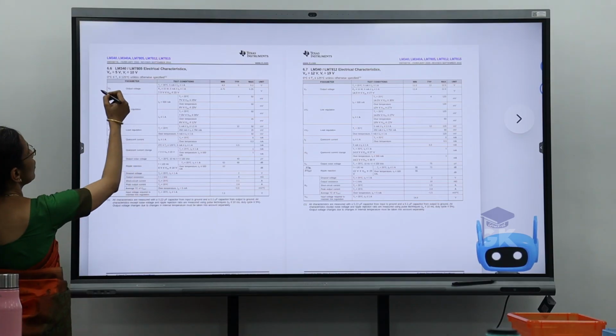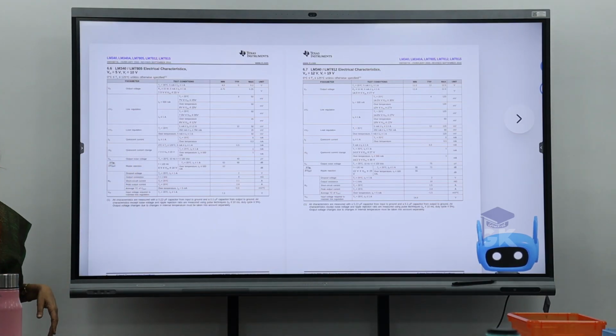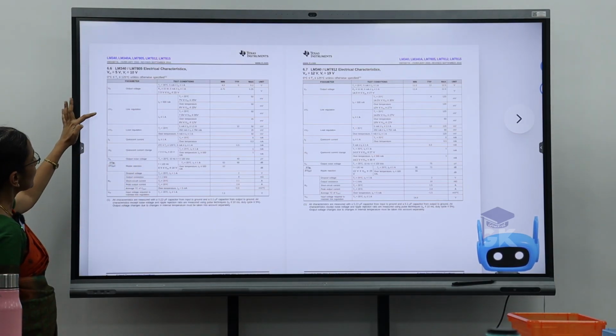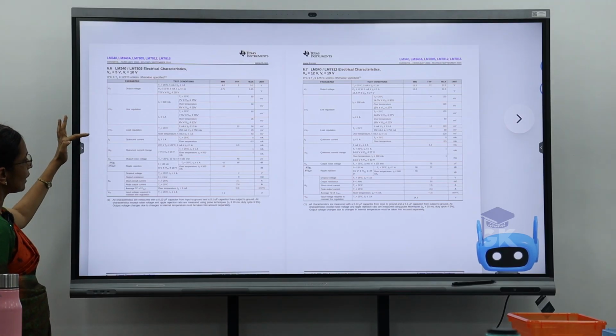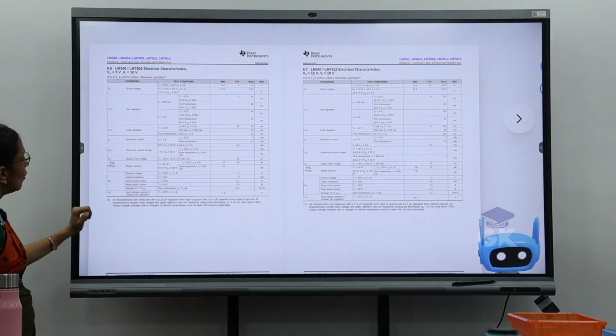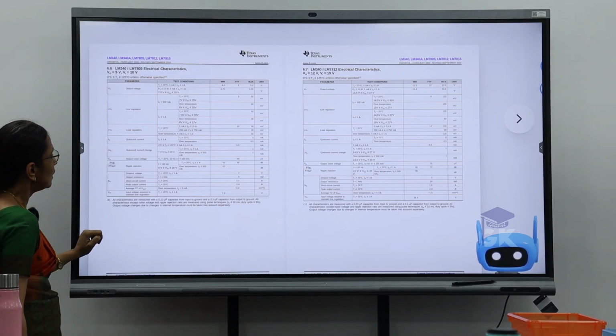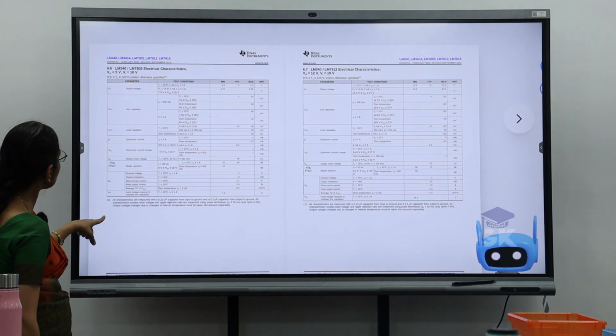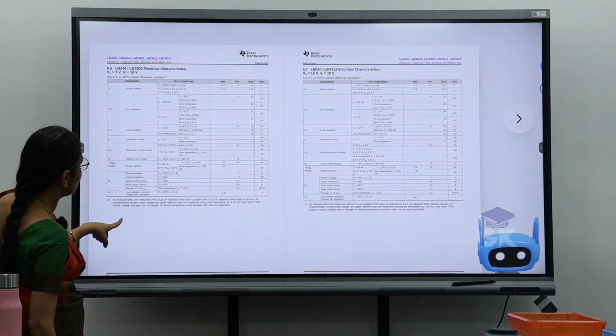So this is one thing we have to look for, output voltage. And also we have to check for the line regulation and load regulation, which I will tell you later. Next up, what is important is the temperature. Where is the temperature listed here?